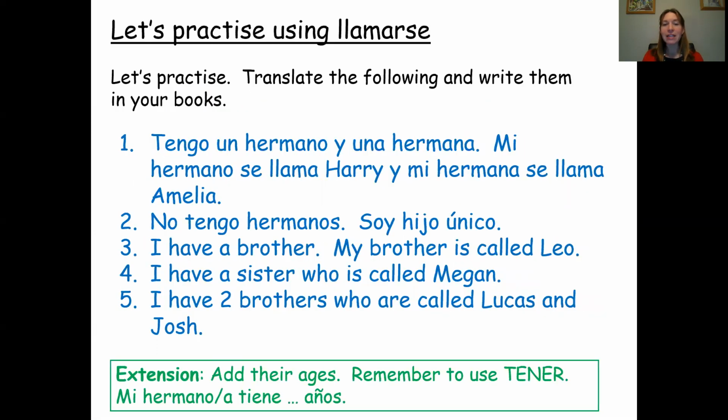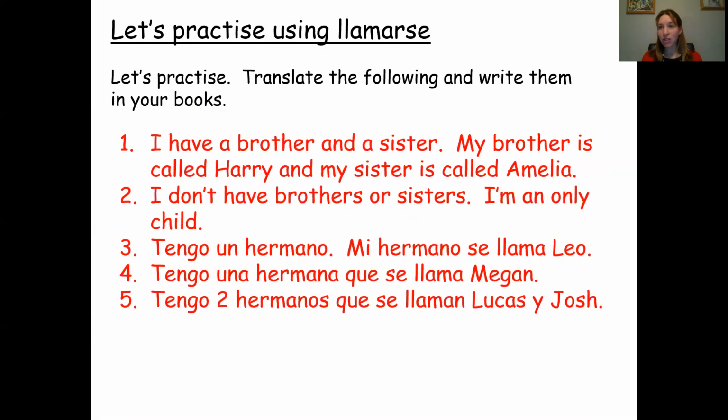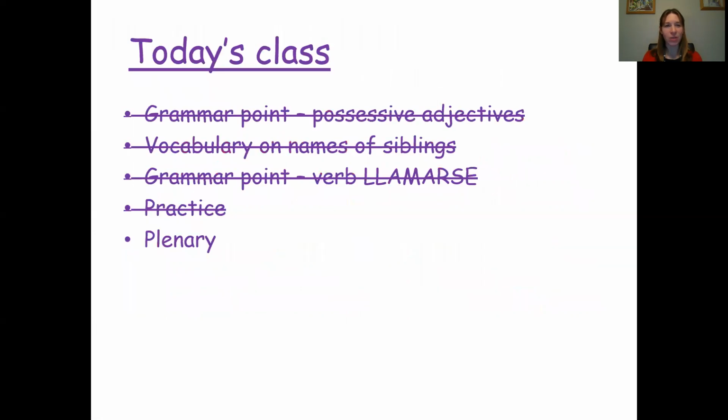And finally, the extension would be to add their ages. So remember, to add an age, you use tener. For example, say you were adding on to number three, tengo un hermano, mi hermano se llama Leo. You might also add tiene siete años, for example, if he was 7 years old. Excellent, well done. That was quite hard work, so well done.